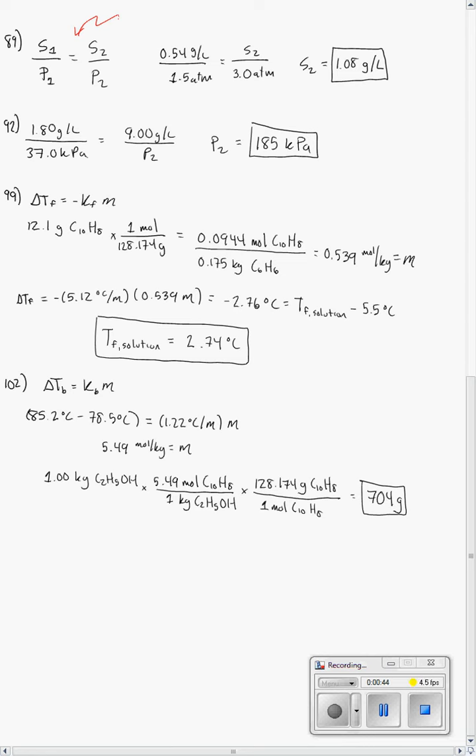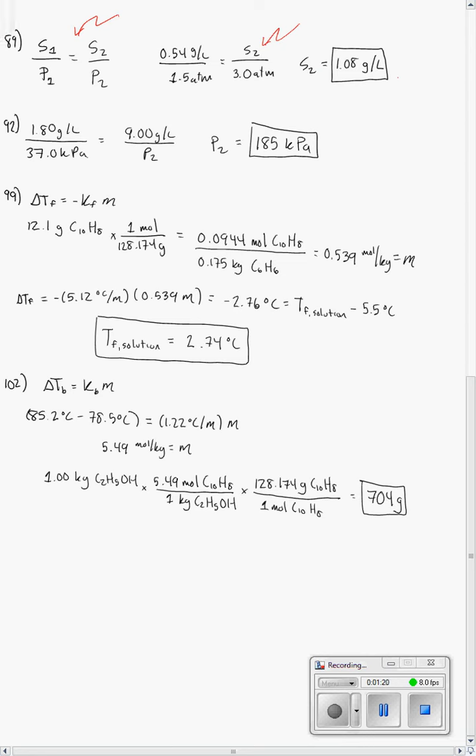So in number 89, we're told that at a pressure of 1.5 atmospheres, the solubility of a gas is 0.54 grams per liter. We want to know what happens when the pressure is doubled. So we can take that 0.54 grams per liter and 1.5 atmospheres as our initial conditions. If we double the pressure, that gives us a total pressure of 3.0 atmospheres. So on the left side, we have 0.54 grams per liter divided by 1.5 atmospheres. On the right side, what we don't know is the solubility, the S2, but we do know the pressure, 3.0 atmospheres. Solving for this S2 gives us 1.08 grams per liter.